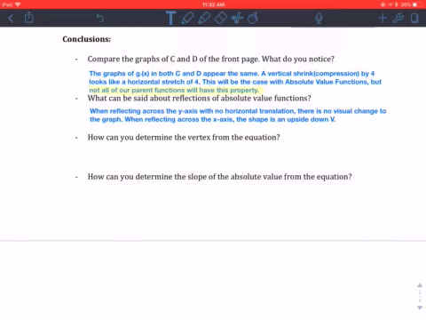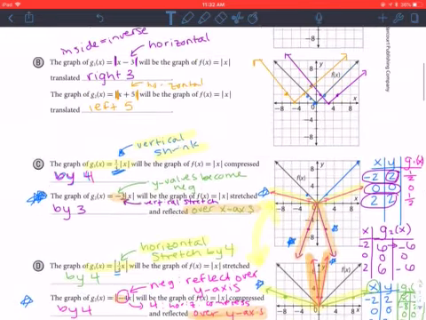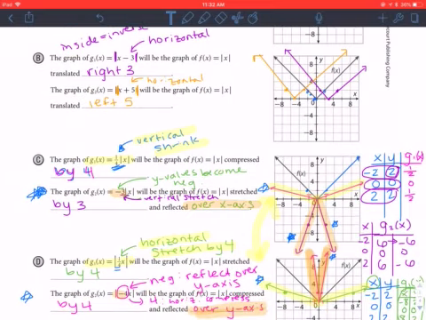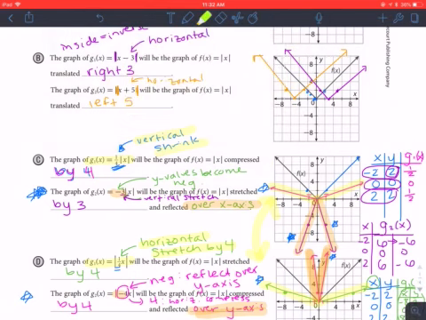Okay, the third question, how can you determine the vertex from the equation? So we're going to look at a couple of these to see that. And I will highlight with this bright green color. Okay, so if I look at the purple graph, we went right 3. My vertex is here at 3, 0. So that comes from shifting right 3. The second graph, we shifted left 5, and here's our vertex. The vertex also shifted left 5.